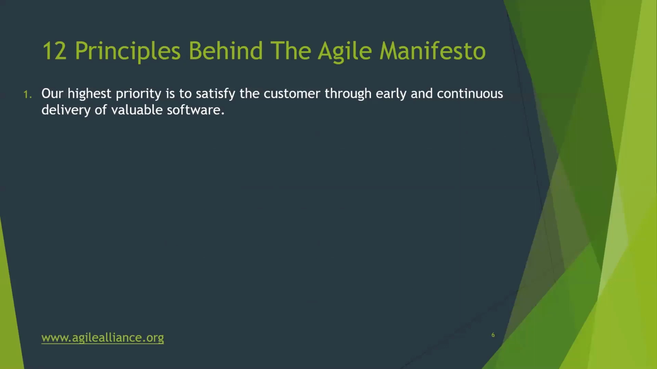12 principles behind the Agile Manifesto. The first one is that our high priority is to satisfy the customer through early and continuous delivery of valuable software.